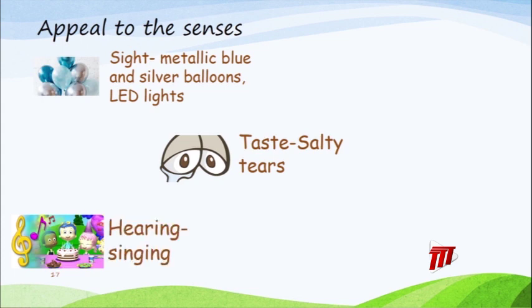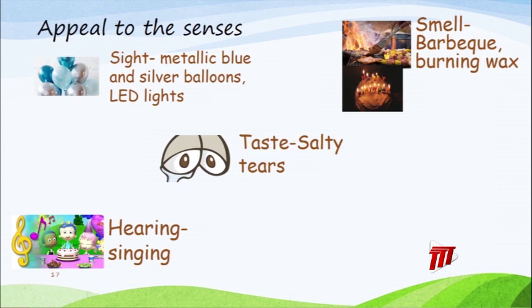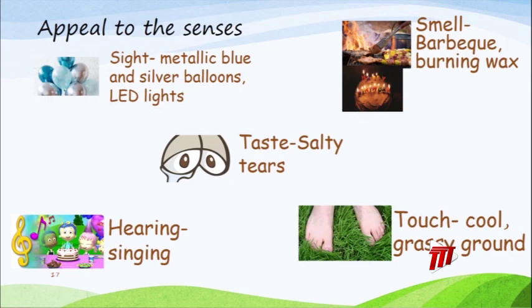The appeal to the sense of hearing was done through the singing of the song Happy Birthday as the person in the story cut the cake. And very clear in the story was the appeal to the sense of smell, through the smell of the barbecuing and the burning wax. The barbecue being food that was being cooked, and the burning wax being the melted candles that were on the cake.